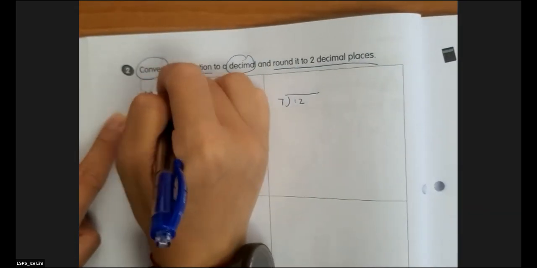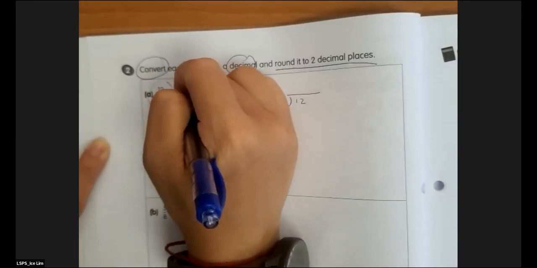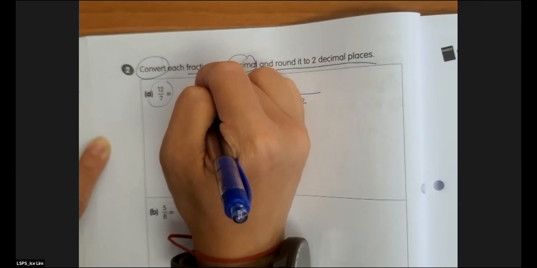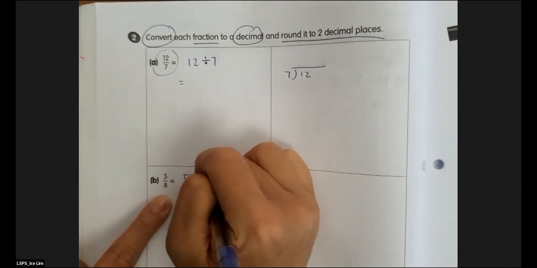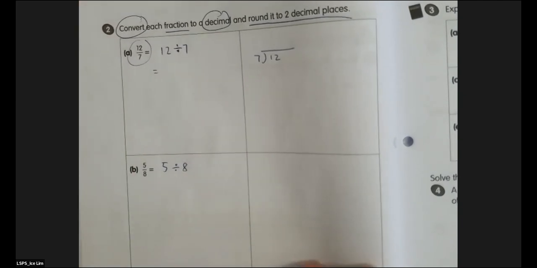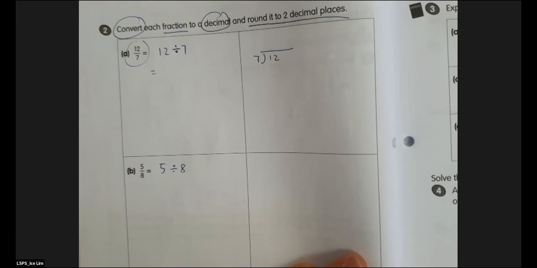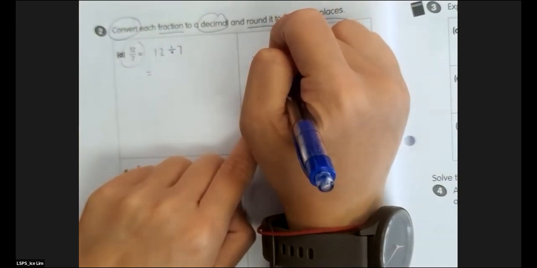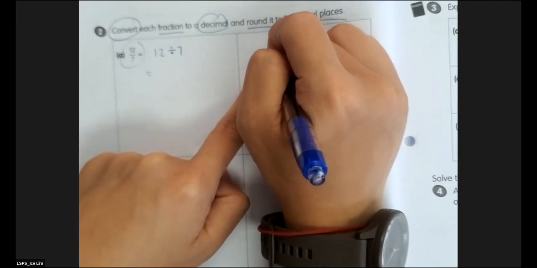So remember, we know this one, fraction as a whole number, it is equals to 12 divided by 7. This is equals to 5 divided by 8. And this is equals to 11 divided by 3, by what we've learned just in the previous unit yesterday. Now, you realize that I will choose the long division method because the denominators are not factors of 10, 100, and 1,000. Very good. So in this way, only long division works better.